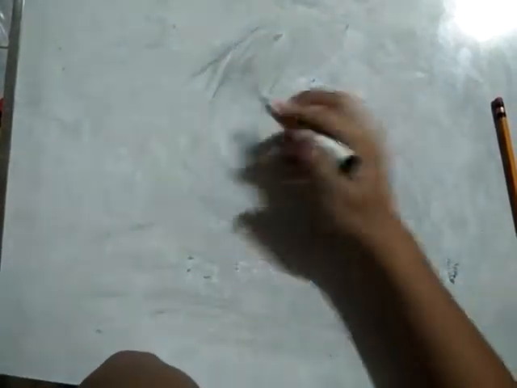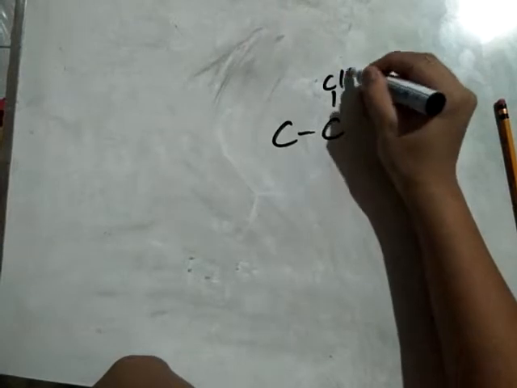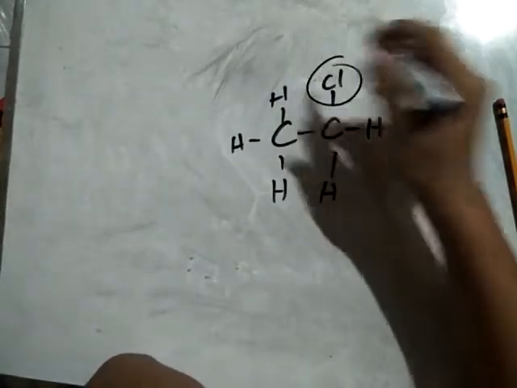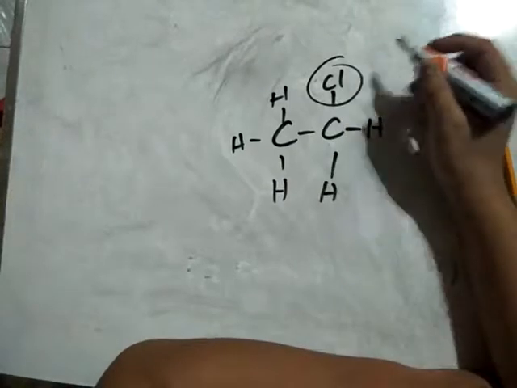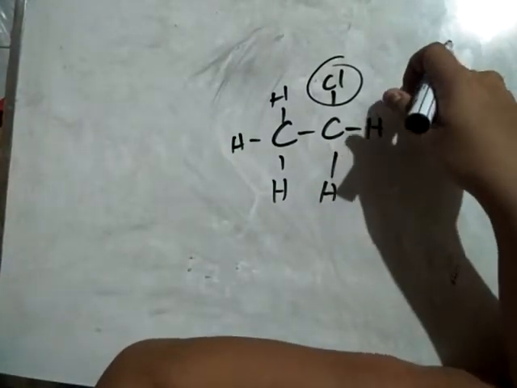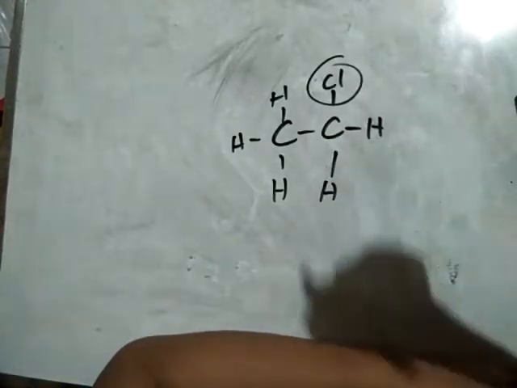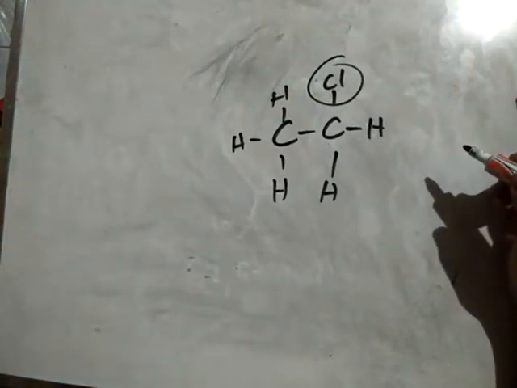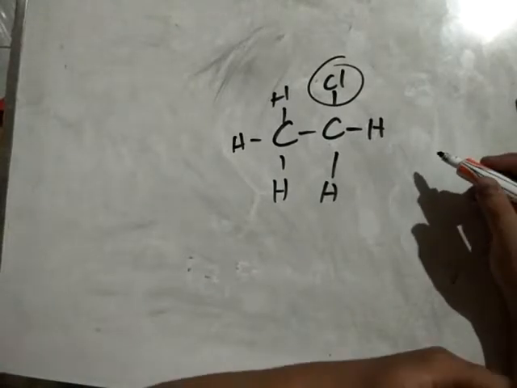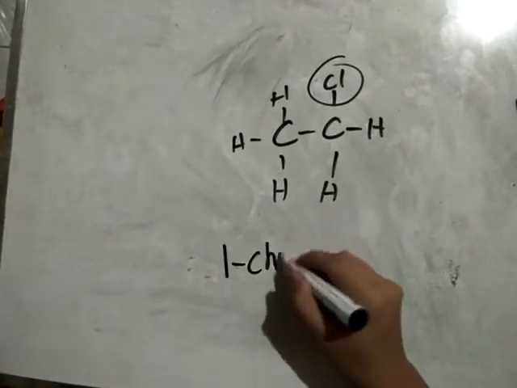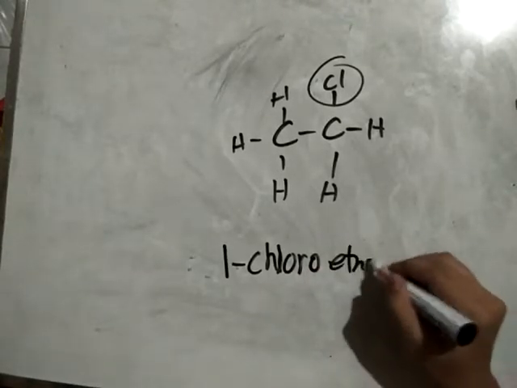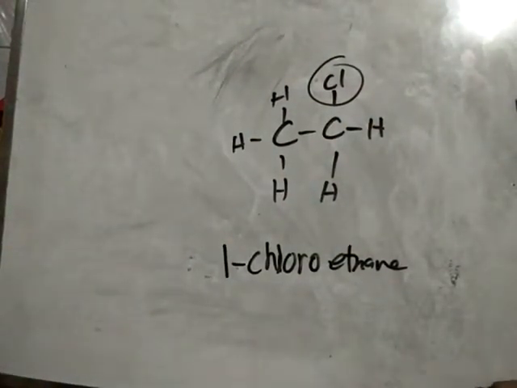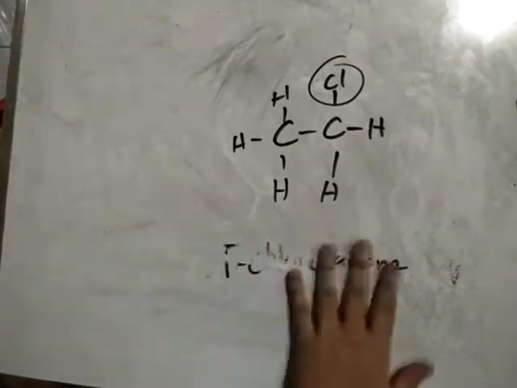But let's say we're asked to name this one. What do we name this? It's an attached group. We call this alkyl halides. Alkyl because they're attachments, and halides because they're from the halogen family. Chlorine. This is chlorine. So how do we name this? We treat them as attached groups. So this is 1-chloroethane. Chloro is for chlorine, fluoro is for fluorine, iodo is for iodine, bromo is for bromine, and so on and so forth.